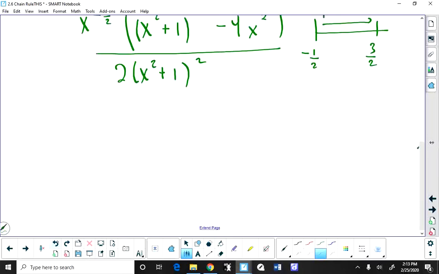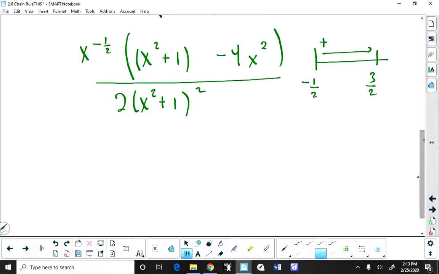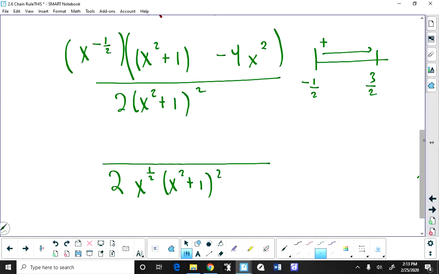And we're really close to being done. This x to the -1/2 exists as a factor in the numerator, and because of that, I can move it to the denominator as a factor and change it to a positive exponent. My denominator of the derivative will have a 2, an x to the 1/2, and an x squared plus 1 squared. And it's also going to have 1 minus 3x squared on the top. Oh, the 1 is here, right? Plus 1. But then I have x squared minus 4x squared, which gives you negative 3x squared.